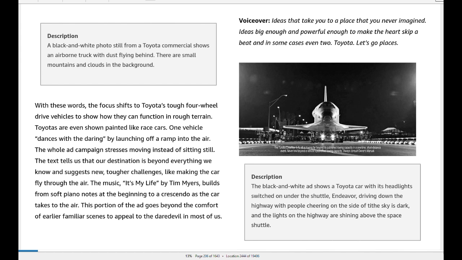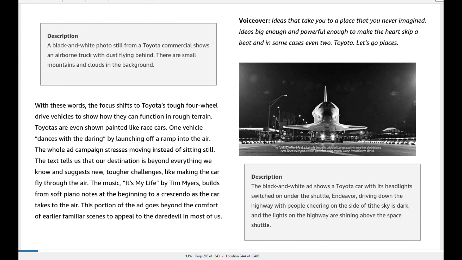The black and white photo still from a Toyota commercial shows an airborne truck with dust flying behind. There are small mountains and clouds in the background. With these words, the focus shifts to Toyota's tough four-wheel drive vehicles that show how they can function in rough terrain. Toyotas are even shown painted like race cars. One vehicle dances with daring by launching off a ramp into the air. The whole ad campaign stresses moving instead of sitting still. The text tells us that our destination is beyond everything we know and suggests new, tougher challenges, like making the car fly through the air.